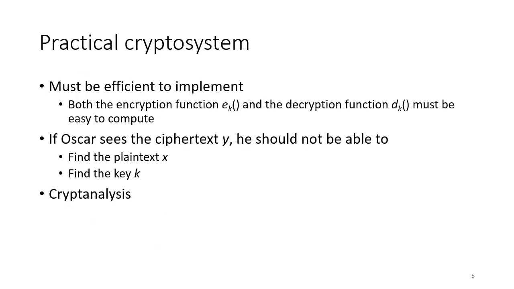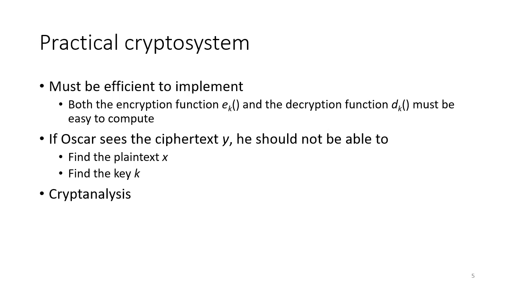So practical crypto systems, for example, the algorithm E, they must be efficient to implement. It should not be that somebody needs a Cray computer in order to encrypt a block of data, or a Cray computer to decrypt a block of data. These things should be easy enough to do. If Oscar sees the ciphertext Y, theoretically speaking, there should be no information that Oscar gets. He should not be able to find the plain text X. He should not be able to find the key K.